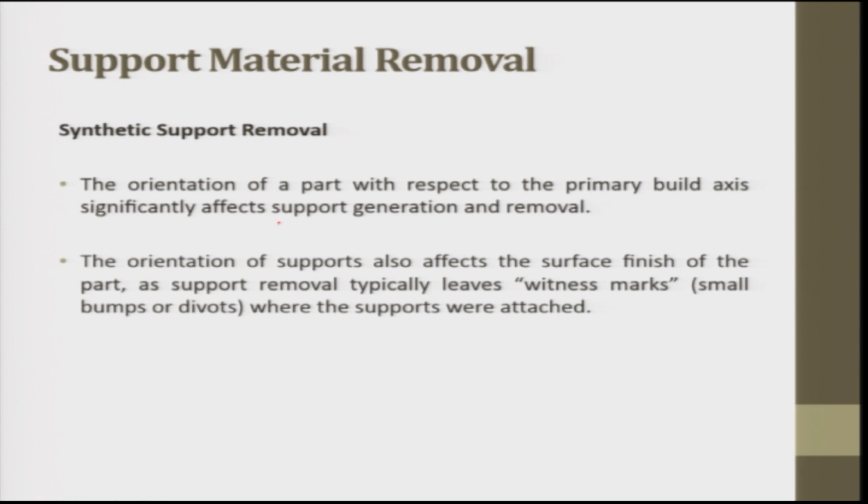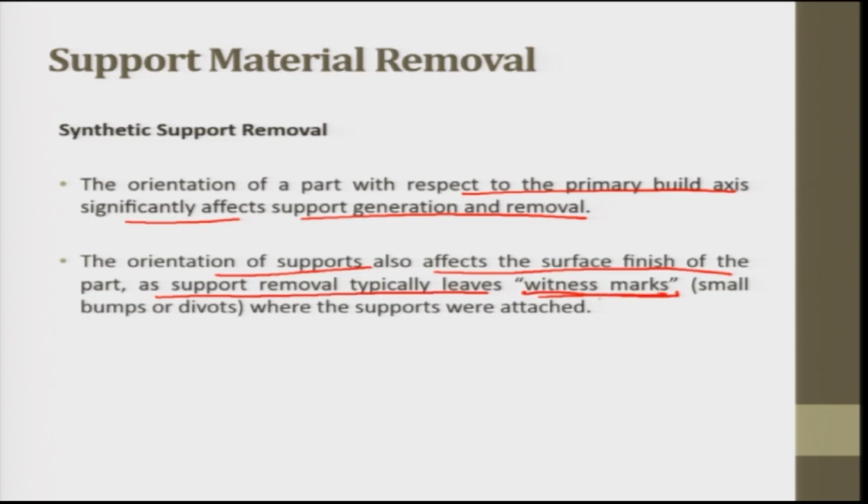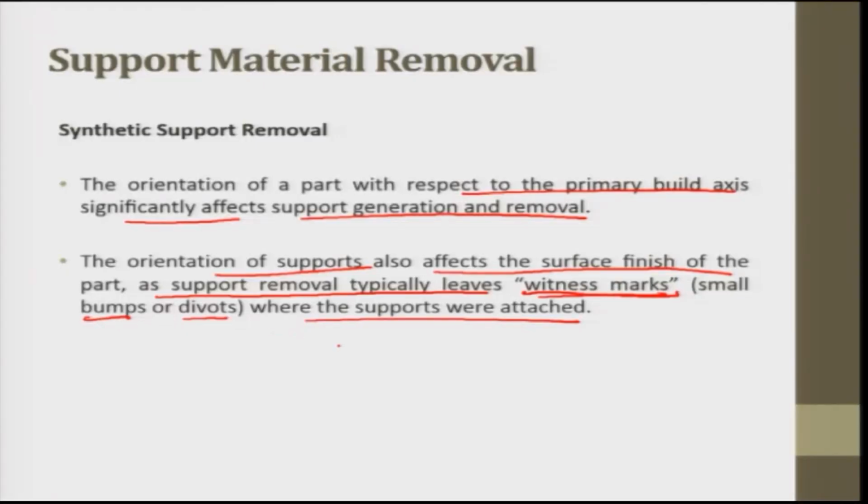The orientation of a part with respect to the primary build axis significantly affects the support generation and removal. The orientation of supports also affects the surface finish of the part, as support removal typically leaves witness marks, that is small bumps or divots where the supports were attached. So, this is the build material, this is the support material, it is attached here, it will leave some mark here. So, these witness marks, small bumps and divots, can be there. So, these need to be accounted for.